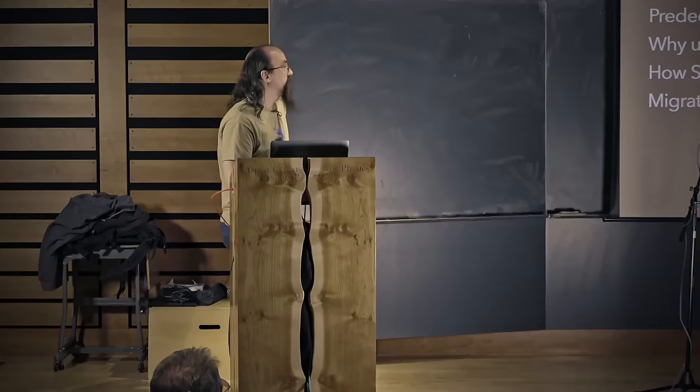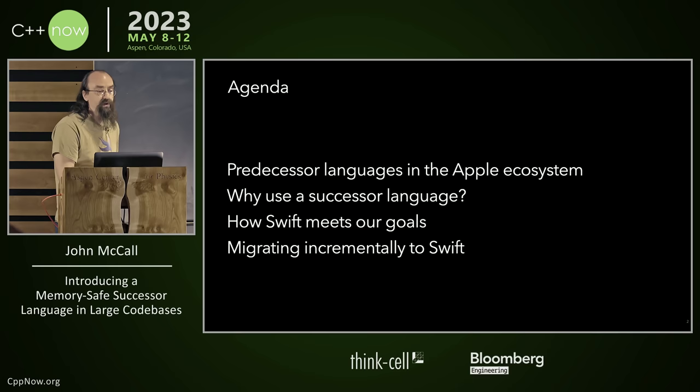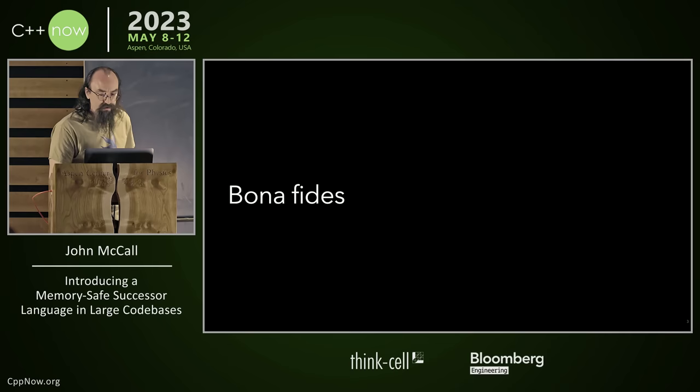I'm going to talk about why we think it's so important to use a successor language, the ways in which Swift's language design specifically meet our goals, but those should be fairly generalizable to other languages. And then I'll talk about ways in which Swift makes it easy to migrate incrementally to it. I want to start, though, by introducing myself.